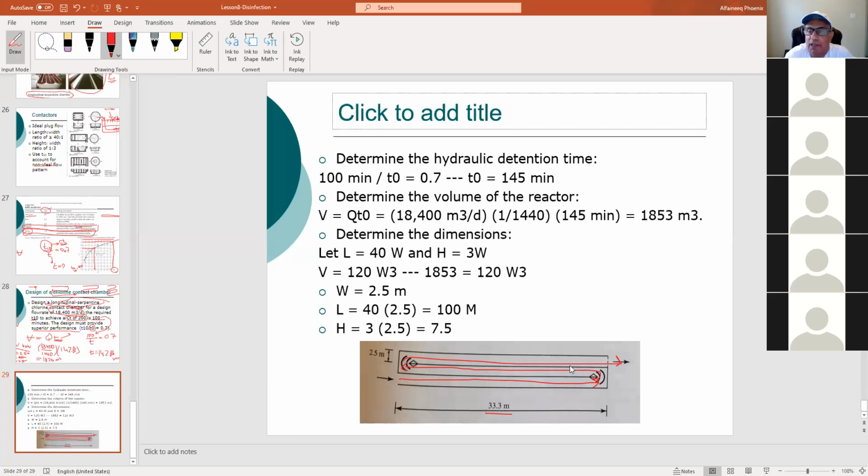By doing that, the detention time inside this one was 142 minutes. It took 142 minutes for a drop of water to get from the beginning to the end, all right? And there is a disinfectant inside. In that case, you satisfy the CT, according to the numbers that you have.